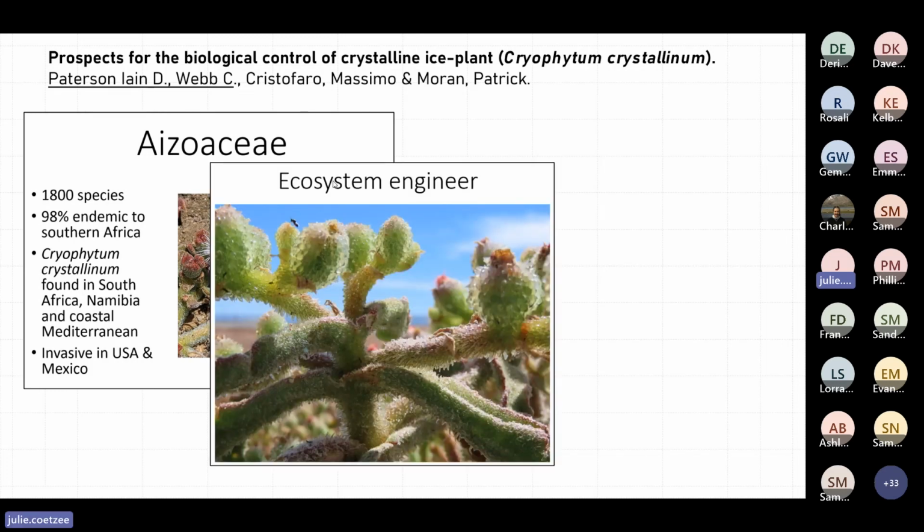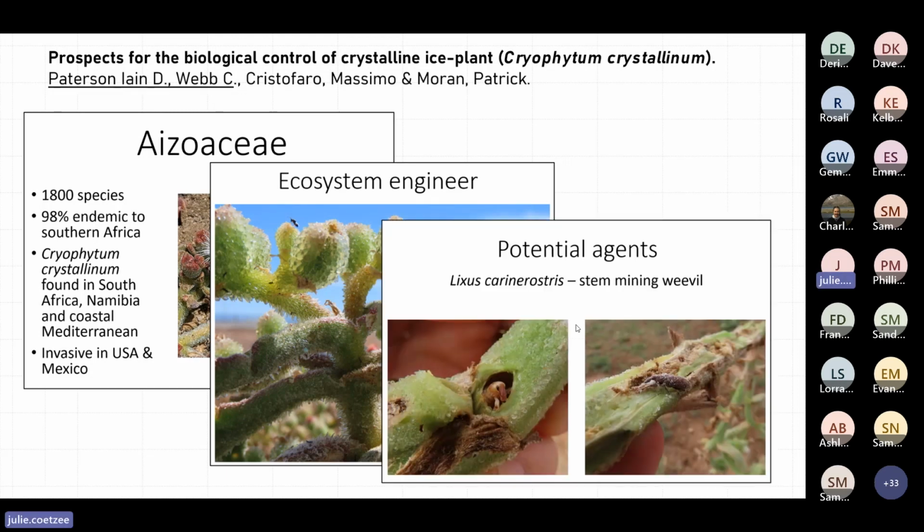And what's important about this crystalline ice plant is that it's an ecosystem engineer. It takes up salt and completely converts the soils into these hypersaline soils, which then excludes all other plants. And through surveys, they found this beautiful little stem mining weevil, Lixus carinarostris, that mines inside this plant, and pretty soon it will be imported to the US for the last little bits of host specificity testing before it's approved for release.